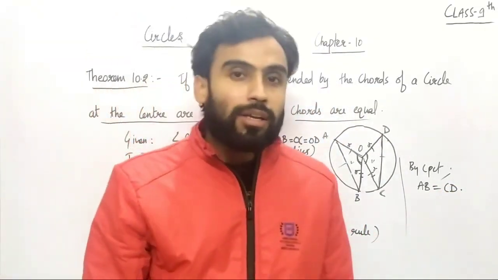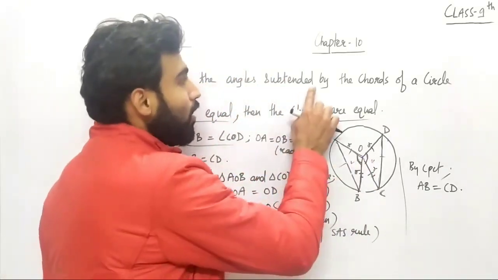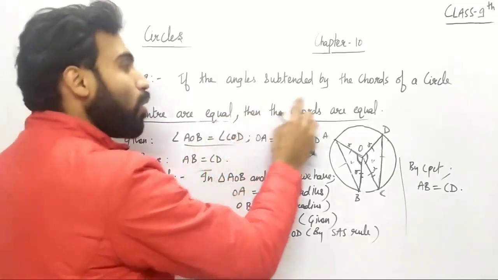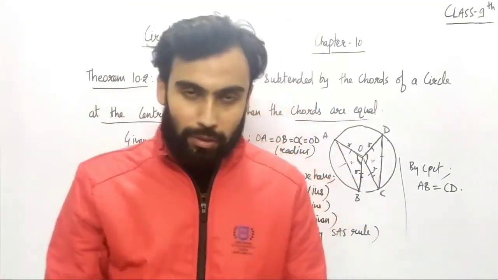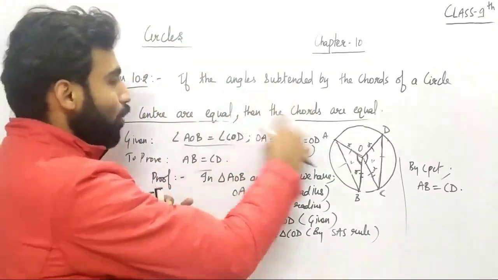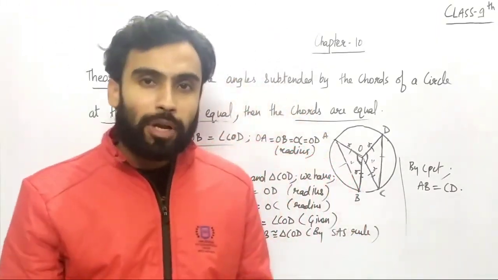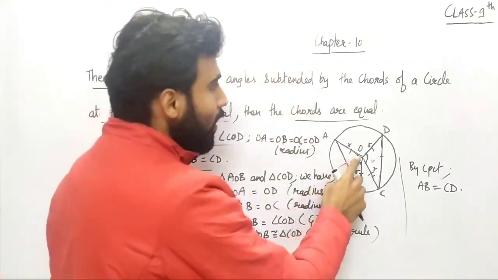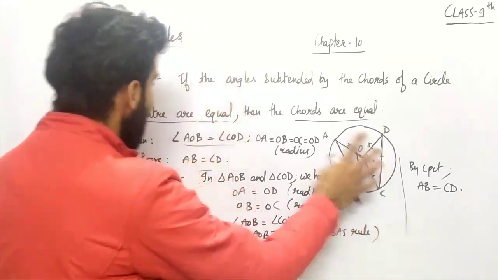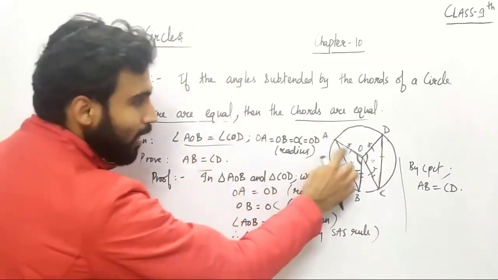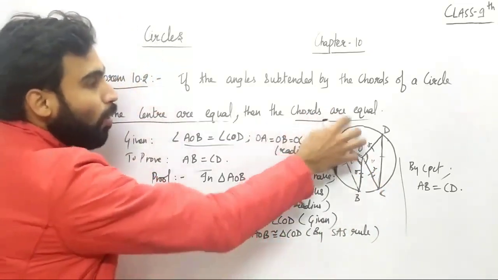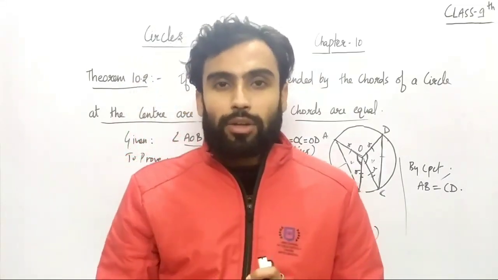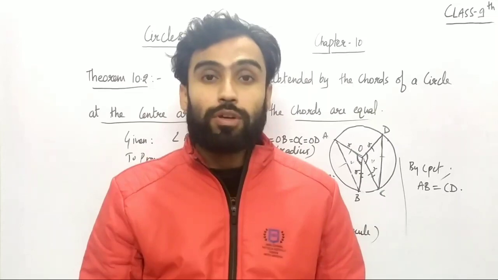in this theorem, that if the angles subtended at the center by the chords of a circle are equal, then the chords are also equal in length, right? So remember this theorem here, which will be used in the further upcoming exercise as well. So this theorem says that if the angles subtended by the chords of a circle at the center are equal, you can see, so if the angles are equal, then the chords are also of equal length, right? So I have shown you the two theorems, theorem 10.1 and theorem 10.2, which will be used further.